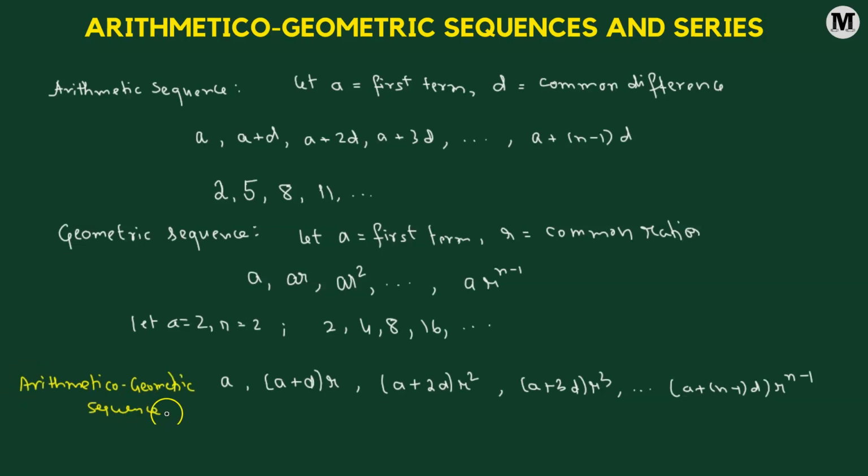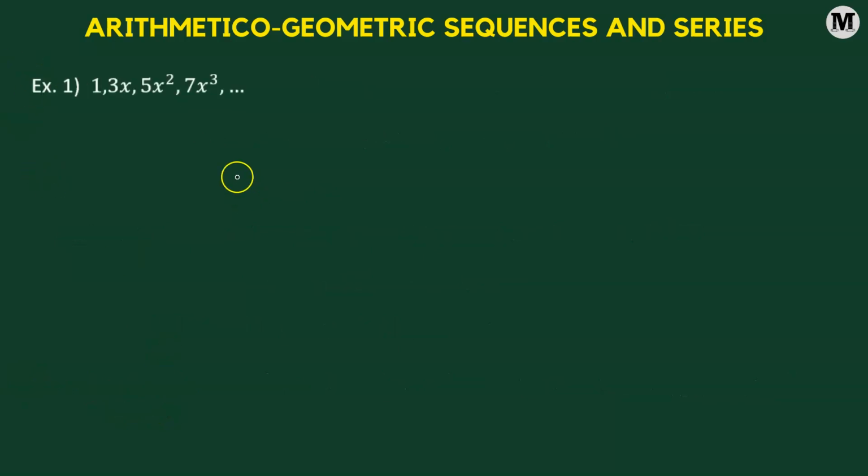So let's try to understand this with the help of an example. Now let us suppose we have a sequence whose first term is 1, the second term is 3x, the third term is 5x squared, and the fourth term is 7x cubed, and our goal will be to find out its nth term.